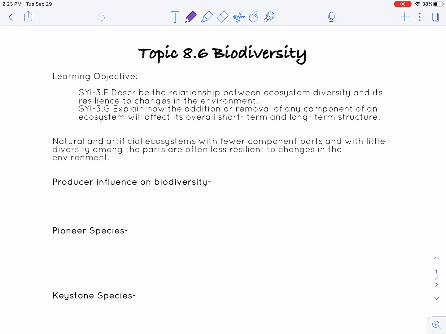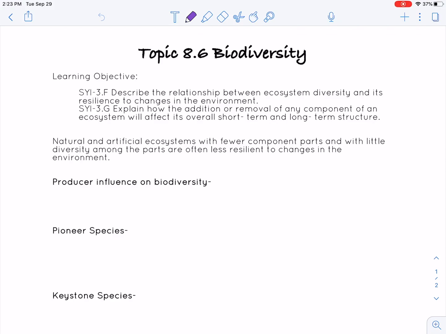So in topics 8.6, we're going to look at biodiversity. And so really we're looking at how much life is living in a particular ecosystem and the different types of living things in that ecosystem. And we're going to look at what happens when we remove some of those and what different organisms play on that. So I just want to point out this statement that's written right here.